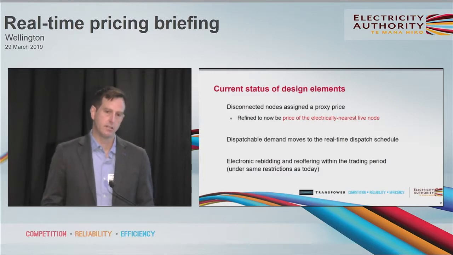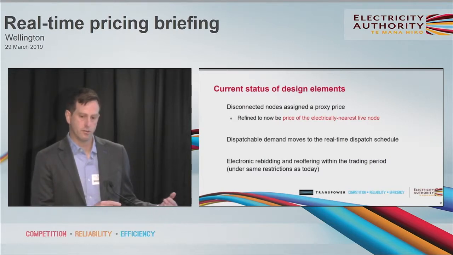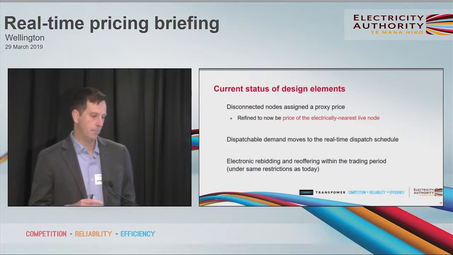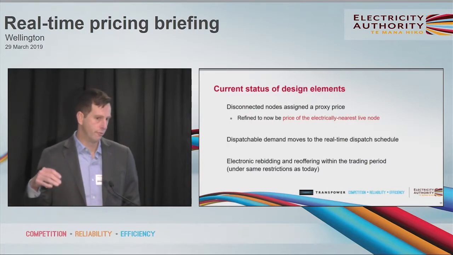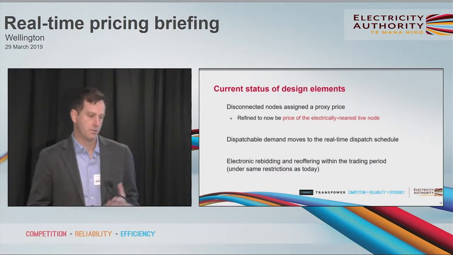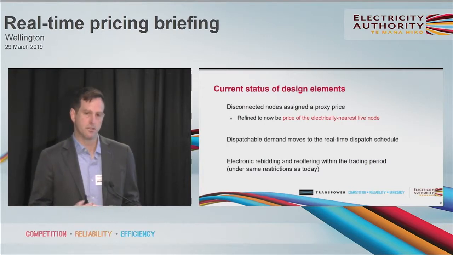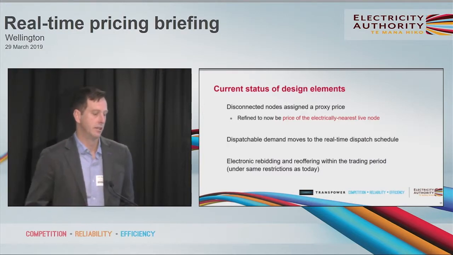Nodes that are disconnected would be assigned a proxy price. This is one of the aspects that we've refined. In the consultation paper in 2017, we talked about using the relevant reference node, say Haywoods or Otahuhu, and then using historical load factors to estimate the proxy price. But the system operator now believes it's feasible to instead use the price of the electrically nearest live node, which would be a much more accurate indication of what the price should have been.